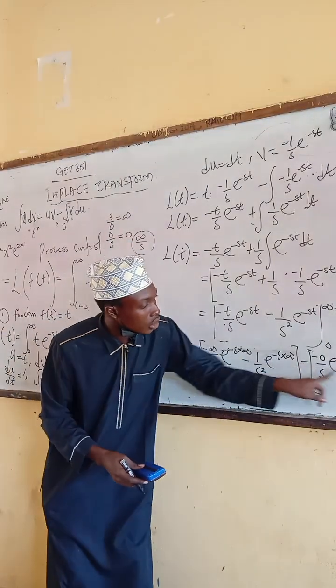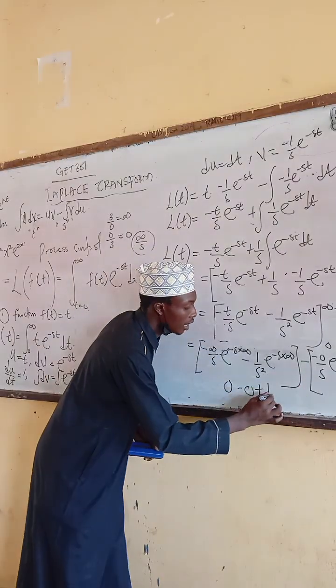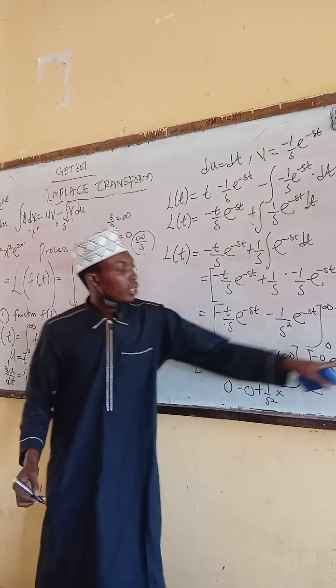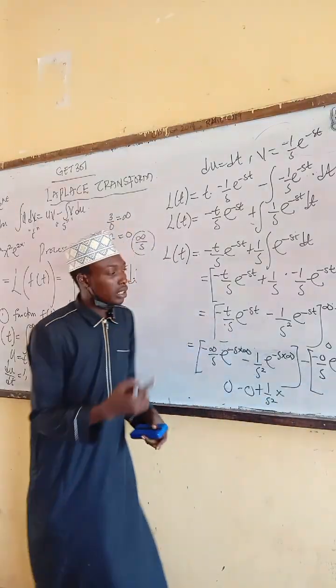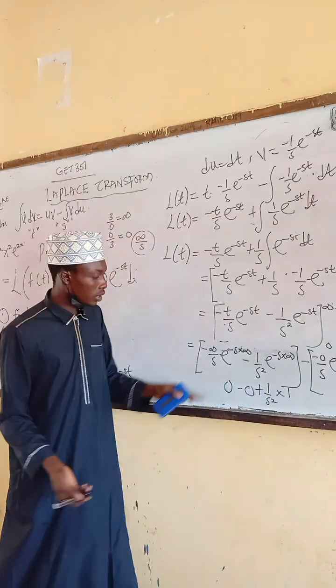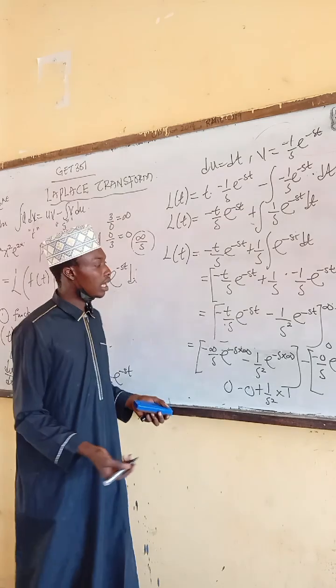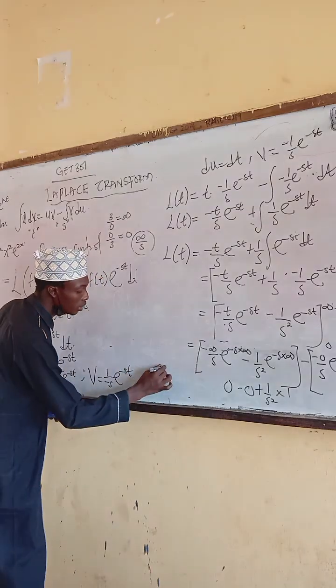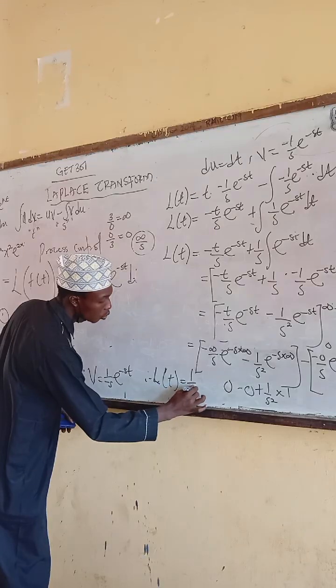Look at this. This minus is also affecting this, right? So minus times minus is plus 1 over s squared times exponential minus s times 0. That is what? 0. Exponential 0 is what? 1. So you are having 1. So 0 minus 0, that has gone, 1 over s squared times 1. 1 over what? s squared. So that means the Laplace transform of t is equal to what? 1 over s squared.